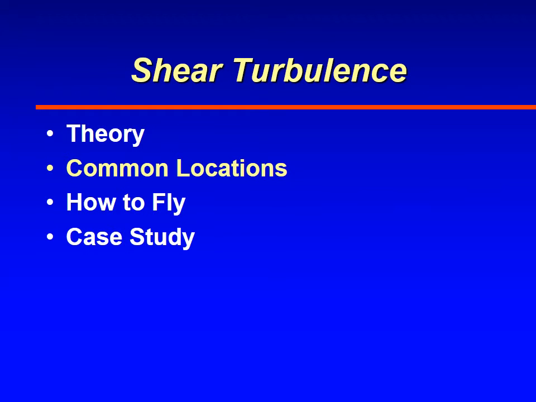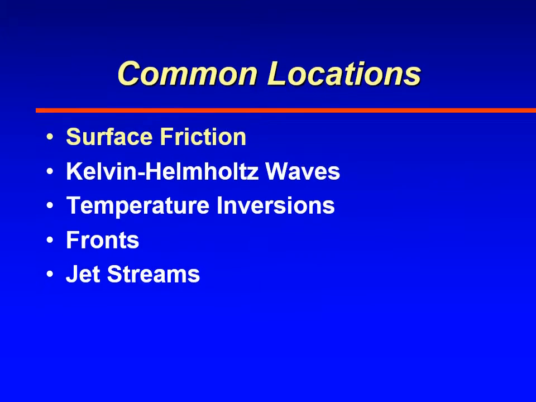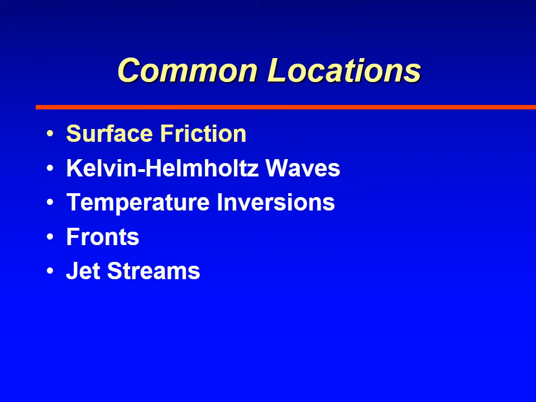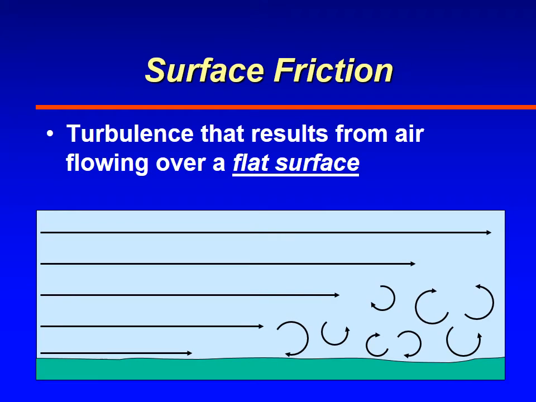What we're going to start doing now is looking at different places where you can find shear turbulence. And the first place we're going to look at is near the ground. We're going to talk about how the surface and the friction causes turbulence. So surface friction turbulence is a result from the air flowing over the ground. Specifically, we're going to look at a flat surface.